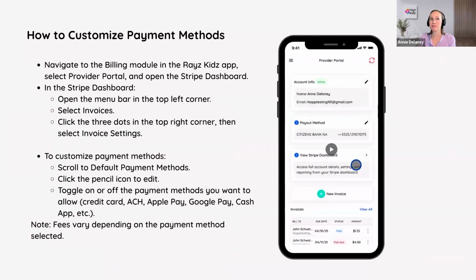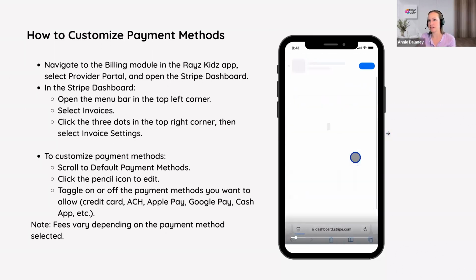To customize the payment methods here, you can see we have a quick video that shows you how to do so. It is a lot of steps to get there, but it is relatively simple to do. So you're going to get to the billing portal in the Raise Kids app, and then you're going to go to the menu bar and then go to your provider portal. From there, you'll open up your Stripe dashboard, which is right on that front screen. Once you get there, you'll go to the menu bar and you'll go to the top left corner. So let me show this video so you can see easily how to do that.